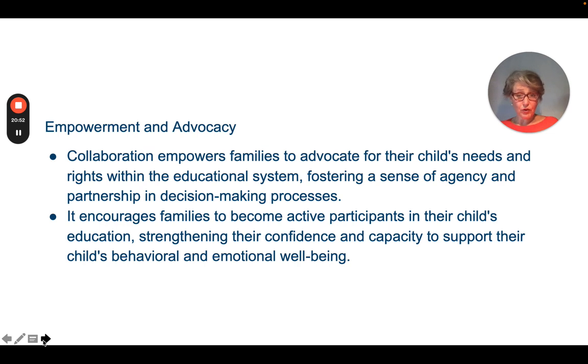Empowerment and advocacy: collaboration empowers families to advocate for their children's needs and rights within the educational system, fostering a sense of agency and partnership in decision-making processes. It encourages families to become active participants in their child's education, strengthening their confidence and capacity to support their child's behavior and emotional well-being.